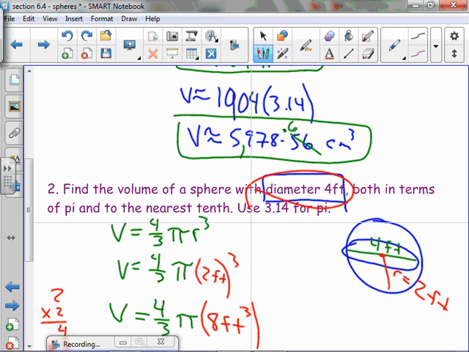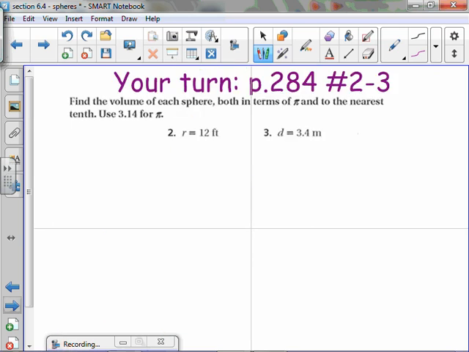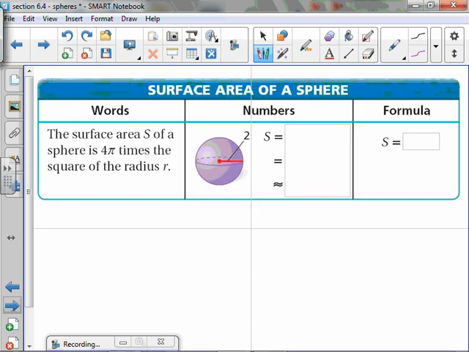Okay? Now, here are a couple of questions that you are going to work on. Find the volume of each sphere in terms of pi and to the nearest tenth. You may use a calculator for these, but you must do these. Okay? And then we're going to talk about our last thing, the surface area of a sphere.